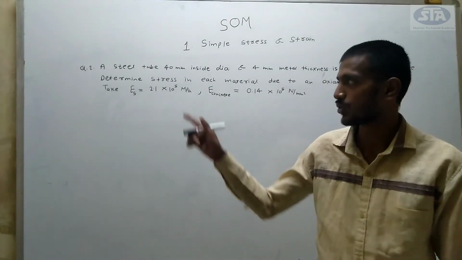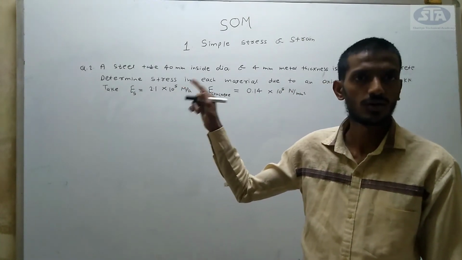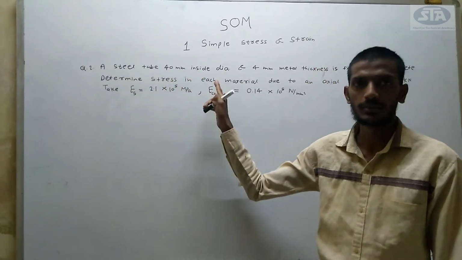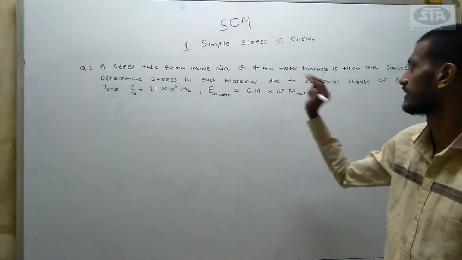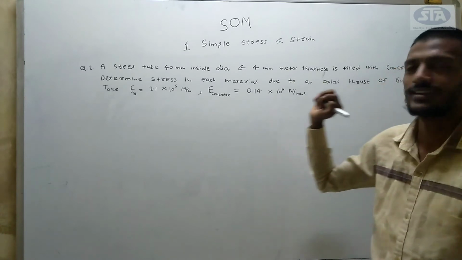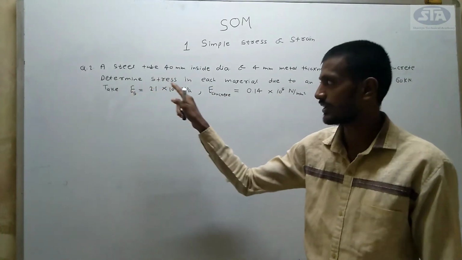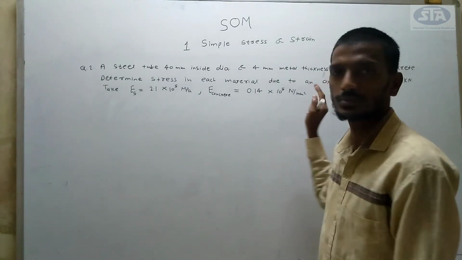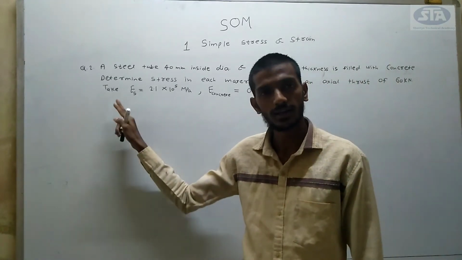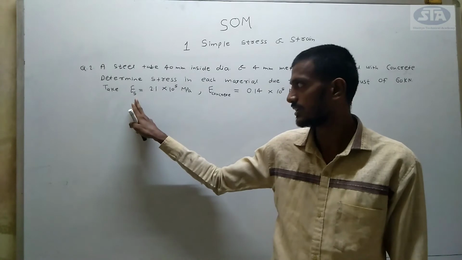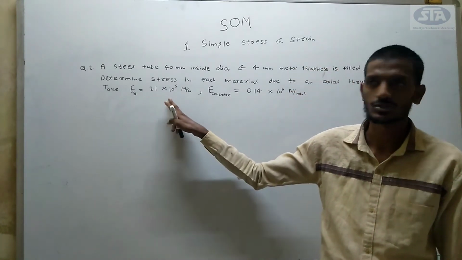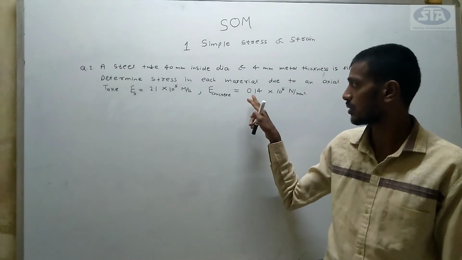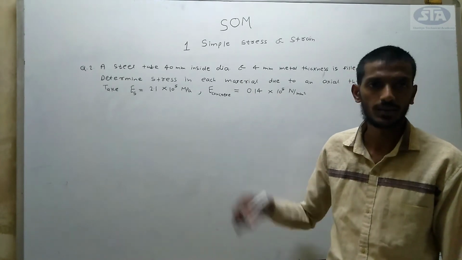Now the question number 2 for composite material: a steel tube 40 mm inside diameter and 4 mm metal thickness is filled with concrete. Determine stresses induced in each material due to an axial thrust of 60 kN. Take modulus of elasticity of steel as 2.1 into 10 raised to 5 megapascal and modulus of elasticity for concrete as 0.14 into 10 raised to 5 Newton per mm square.